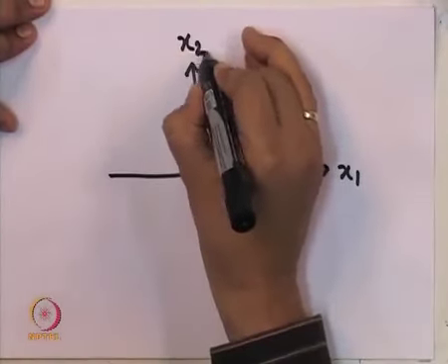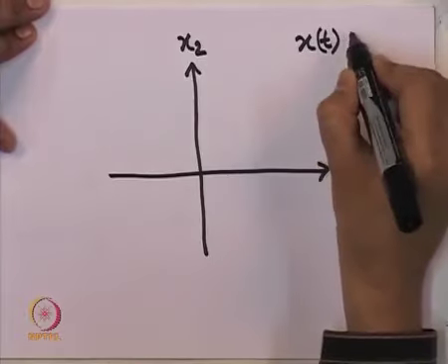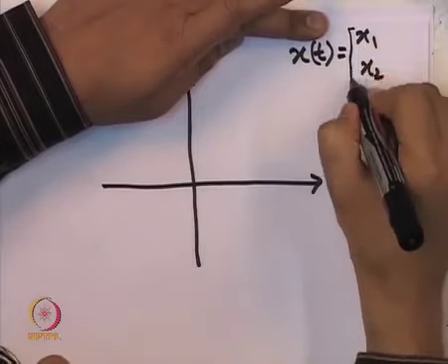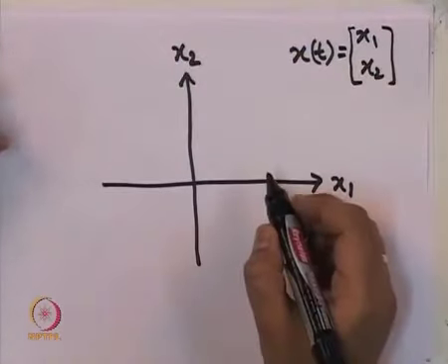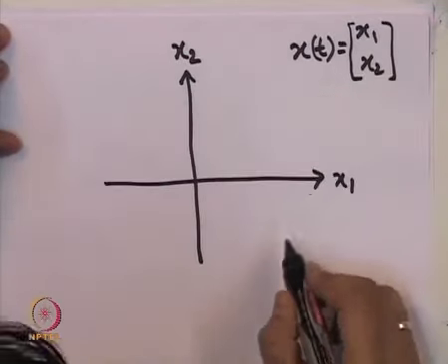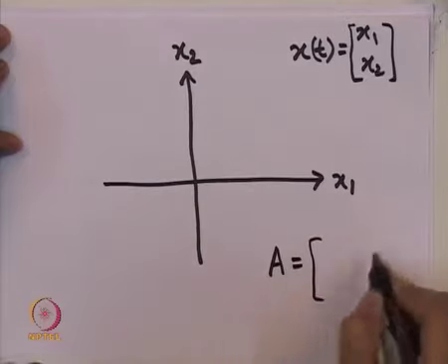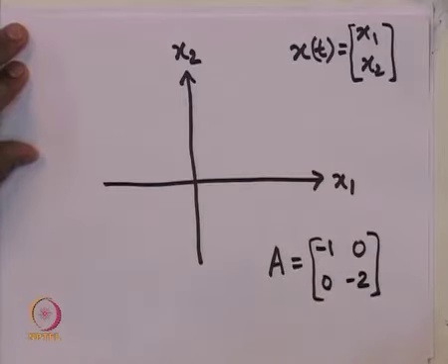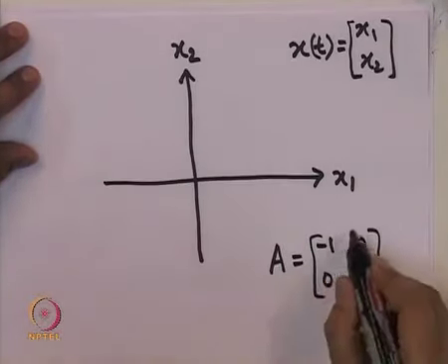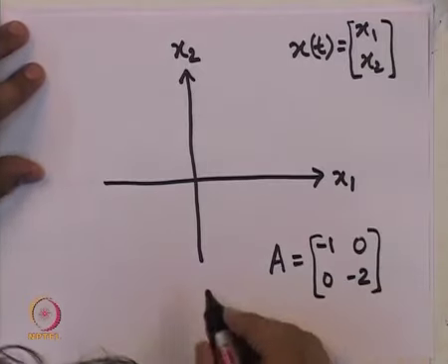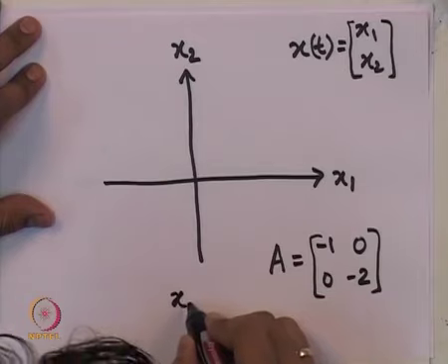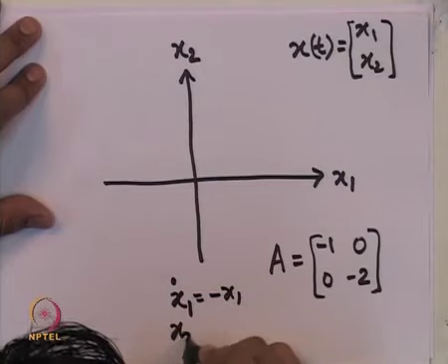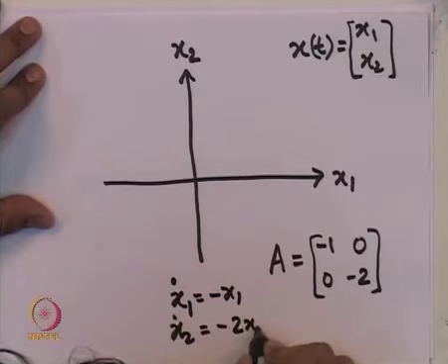So, now x has two components, hence the components are called x1 and x2. Both are a function of time. So, when we are on the x1 axis, we are dealing with the case when A is equal to minus 1, 0, 0, minus 2. This is the example we last saw on the slide. So, differential equation corresponding to this A, because A is diagonal, is a set of two decoupled differential equations. x1 dot is equal to minus x1 and x2 dot equal to minus 2x2.